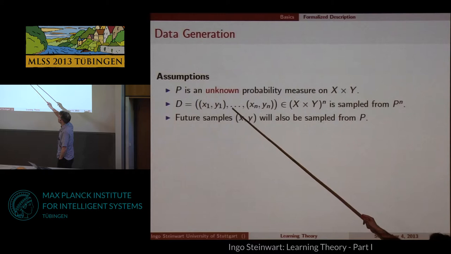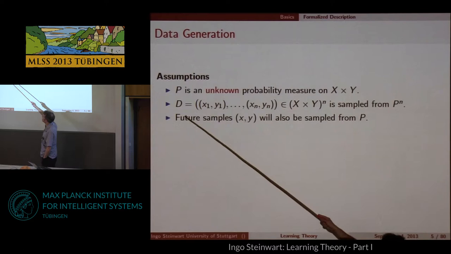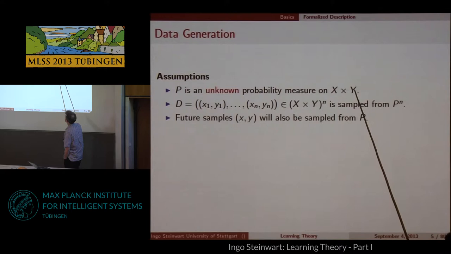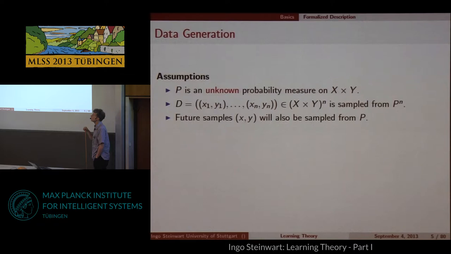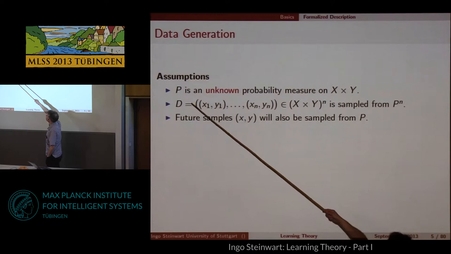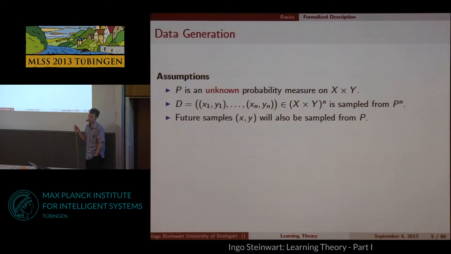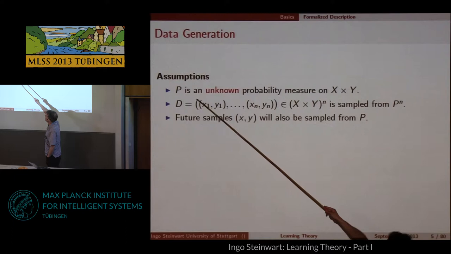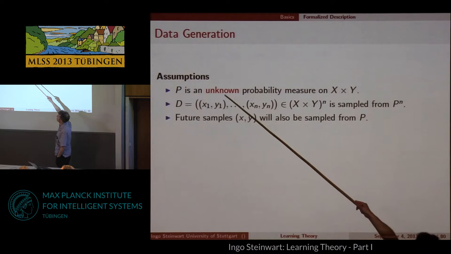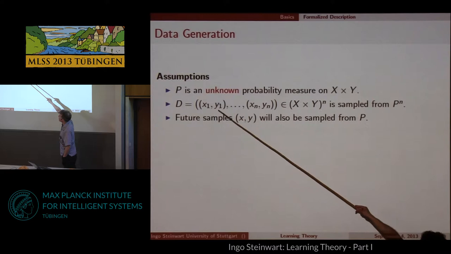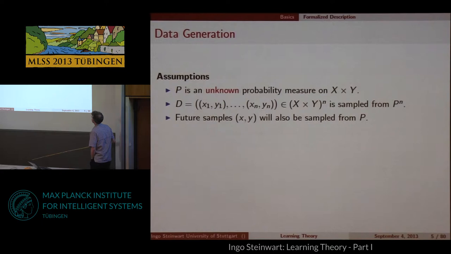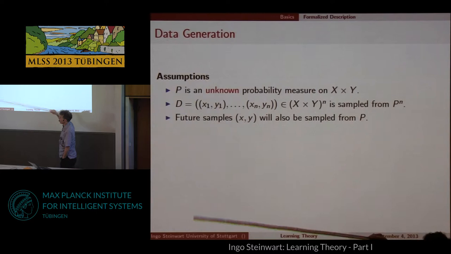So what we assume here is that we have a probability measure or probability distribution denoted by P. And this P lives on the joint space of x times y. And one can think of P as some random generator which produces pairs of input-output samples. And this is the underlying idea of assuming that our data is actually distributed according to P. So we assume here that our pairs are sampled from the product distribution, which basically just means that all these pairs are independent and identically distributed with the distribution P.